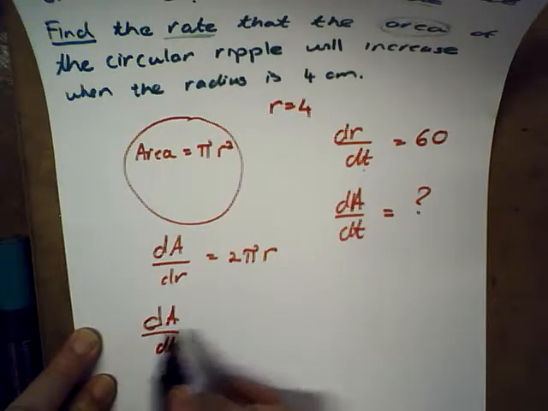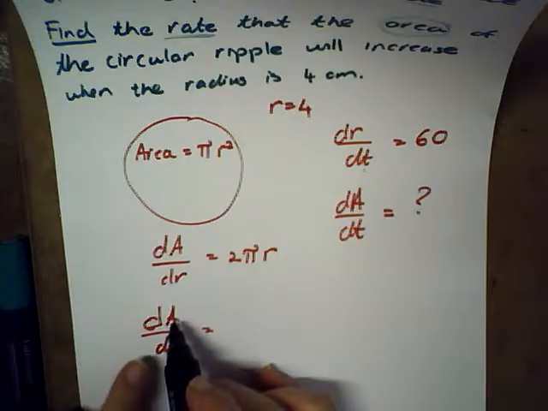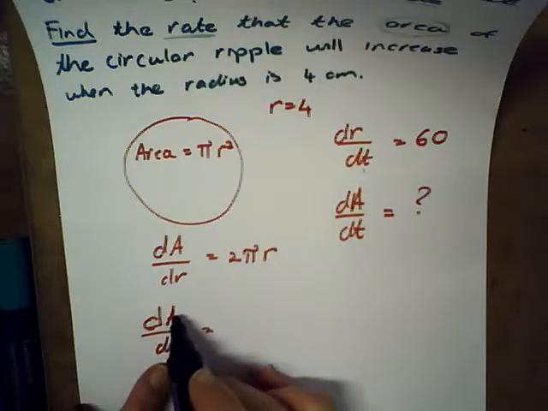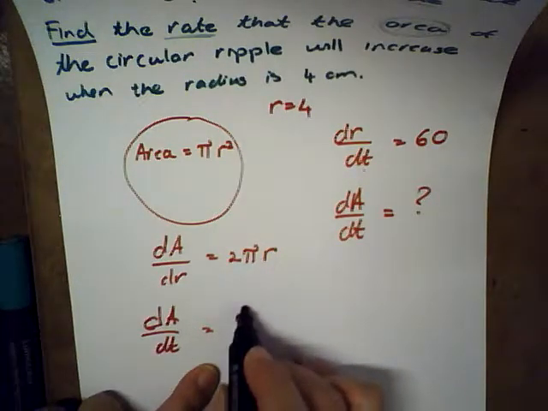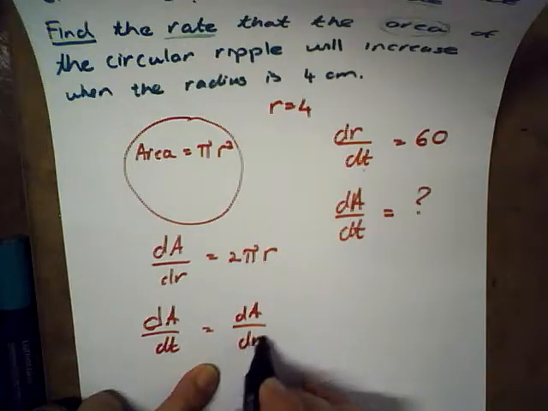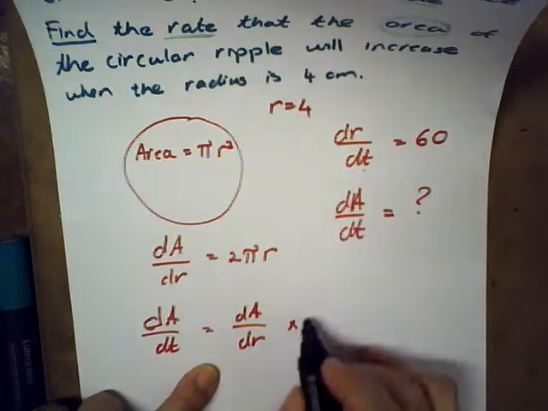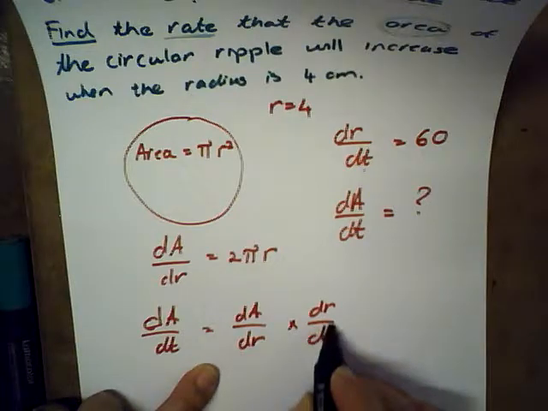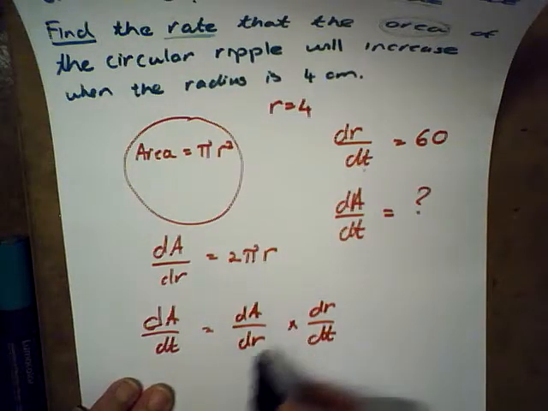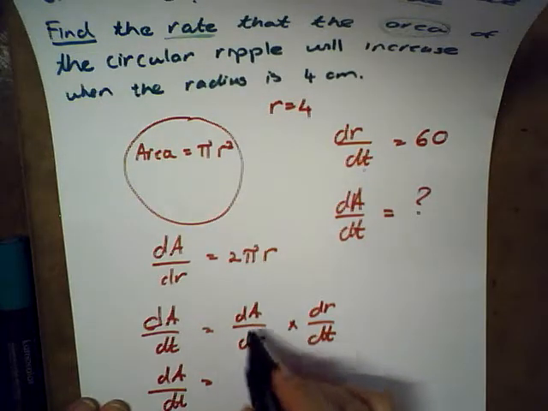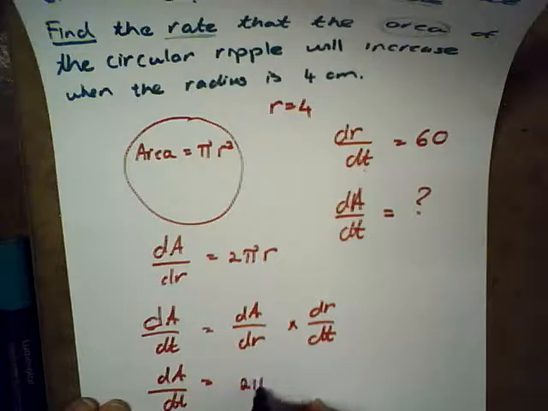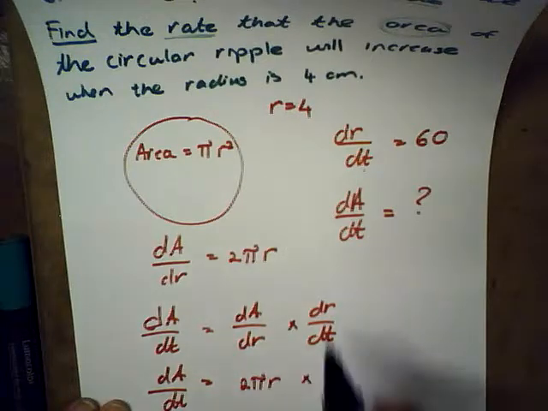The ADT, the derivative of A, the rate at which the area changes with respect to time, would be the ADR times the RDT. The R and the R can cancel out, but let us first substitute the values in. The ADR was 2 pi r, and the RDT is 60.